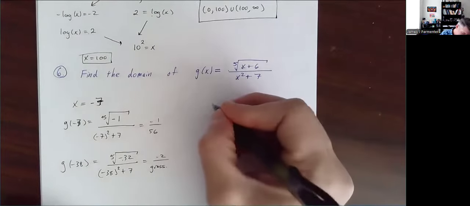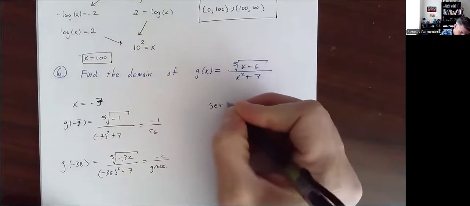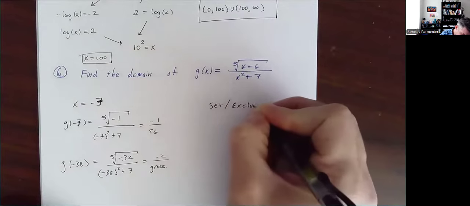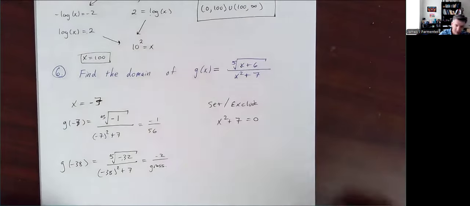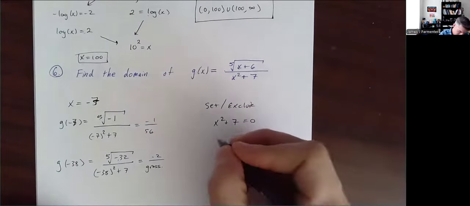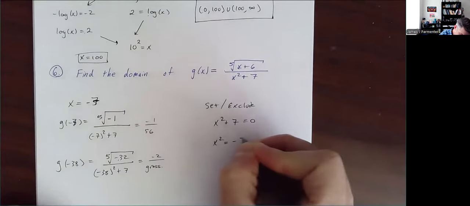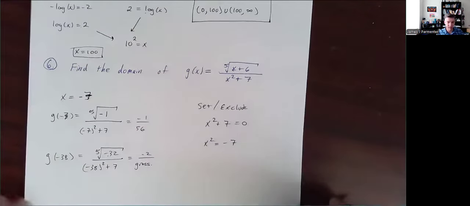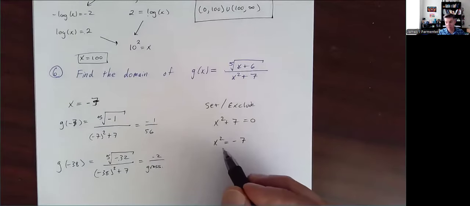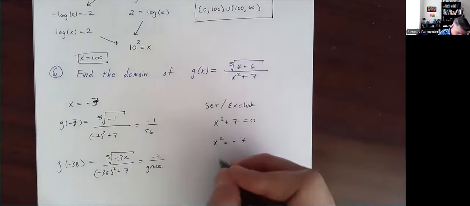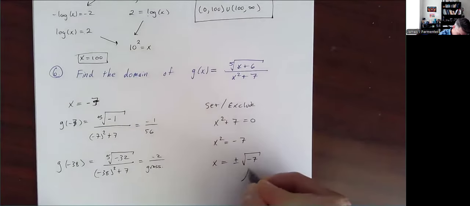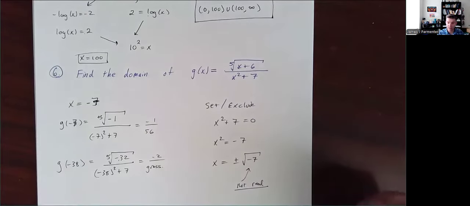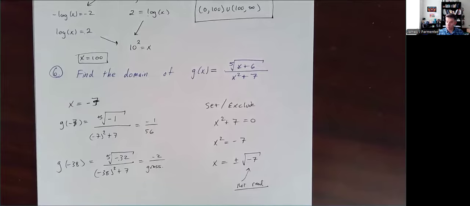So we want to set, or exclude, the denominator equal to 0. Exclude is really the word I like. x squared plus 7 equal to 0. We need to be careful here, because if you try to solve this, you get x squared equal to -7, and that should start ringing some alarm bells because we can't square a real number and get a negative result. If you keep going, you get x equal to plus or minus the square root of -7, but the square root of -7 is not real. So there are no solutions to this equation, which means there's nothing to exclude.